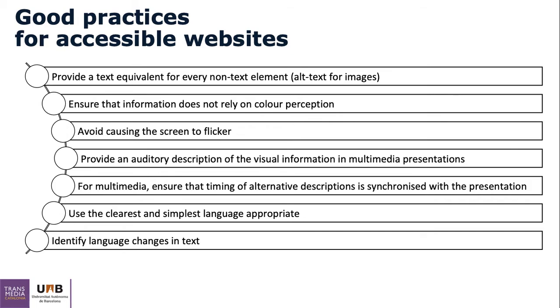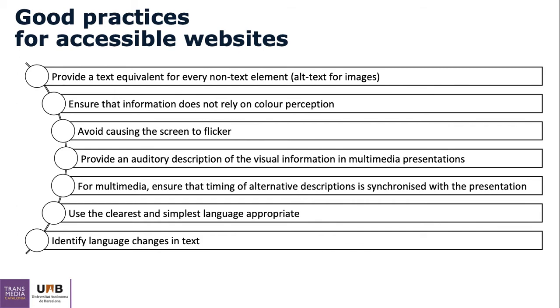Also avoid causing the screen to flicker, like in the case of pop-ups, because if this is not handled with accessibility requirements, a user with a screen reader might get stuck with this content. In addition, provide an auditory description of the visual information in multimedia presentations. This means to provide a description of the visual content that a blind person cannot access. Like in this presentation, that we read aloud all content in the slides so blind people can have access to all information on an equal basis.